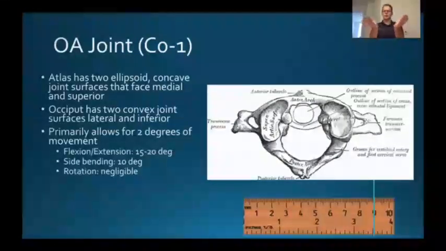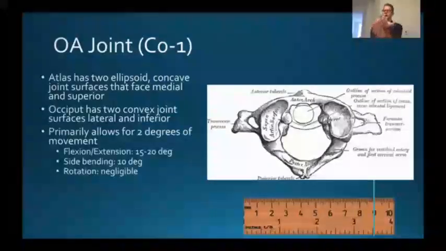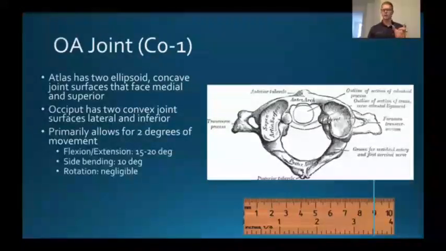Because they're facing medial and superior, the occiput is going to be convex and it's going to face lateral and inferior. Now here we have a convex on concave surface, so we know arthrokinematically that it's going to move in opposite directions. The OA joint primarily allows for 2 degrees of movement. That's going to be flexion and extension being the primary ones. So that upper cervical nod is what occurs at the OA joint. But there's also a small amount of side bending, and we're going to look at that side bending component when we talk about the arthrokinematics. Rotation is negligible because we need that rotation to come from C1, C2. If you look at the bone-on-bone structure, there's just not movement for rotation to occur at the OA joint.